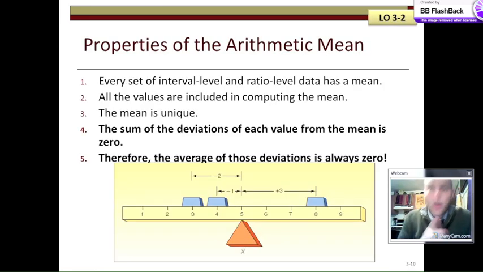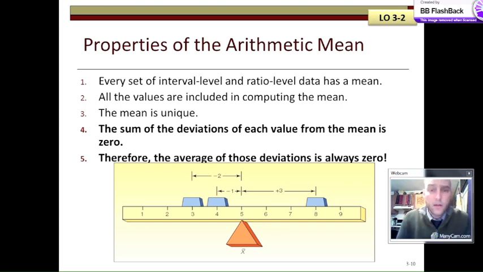We'll start with the properties of the mean, otherwise known as the average. Every set of interval and ratio level data has a mean. You add up everything and divide by how many there are. It's not something we haven't seen before. All values are included in the mean. Extreme values dramatically affect the arithmetic mean. Third, the mean is unique. Each data set has one and only one mean. Fourth, the sum of the deviations of each value from the mean is zero.